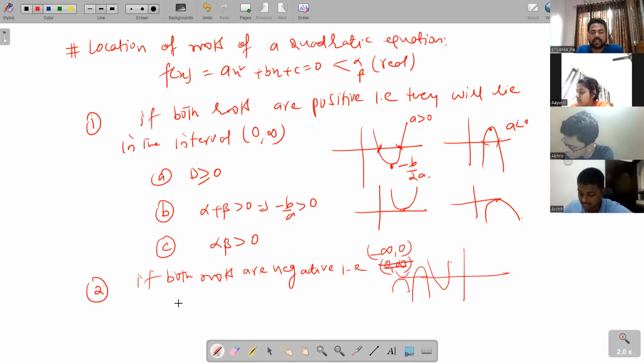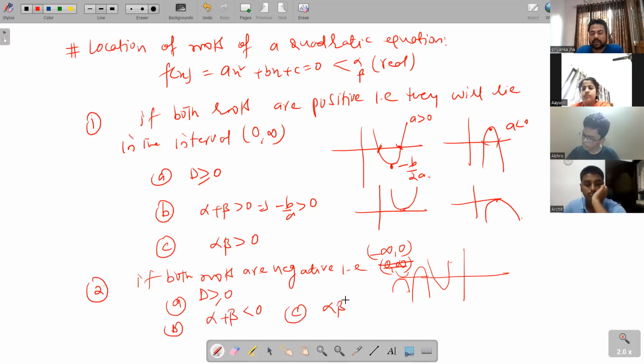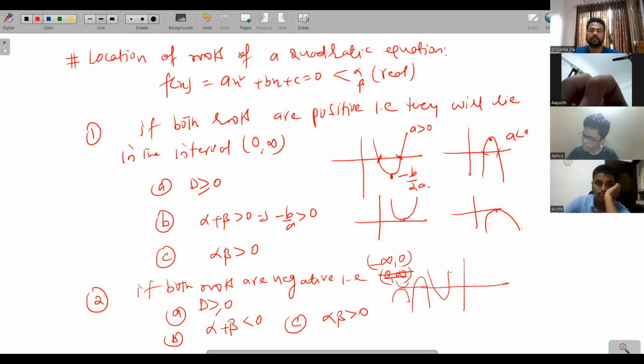So the first condition would be discriminant has to be greater than or equal to 0. The second condition would be, see, both roots are negative, so the sum of the roots would be negative. And the product of the roots would be positive, because both are negative.